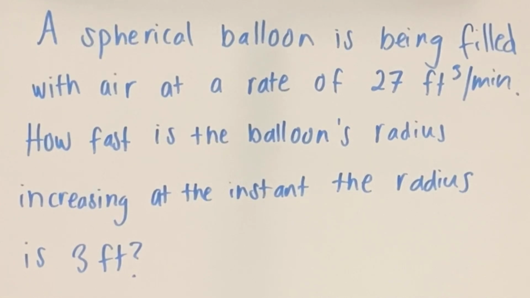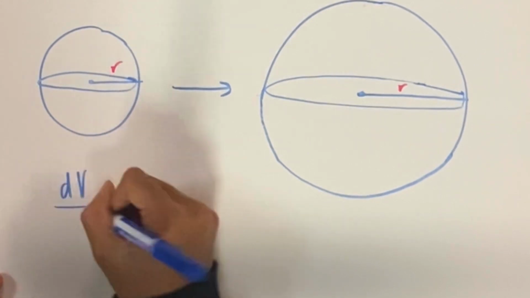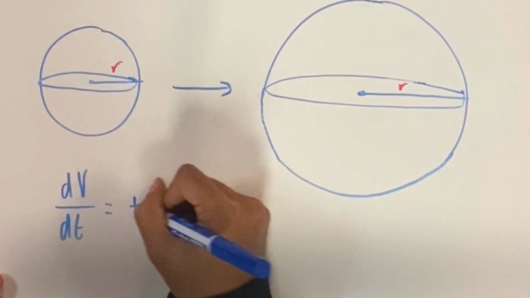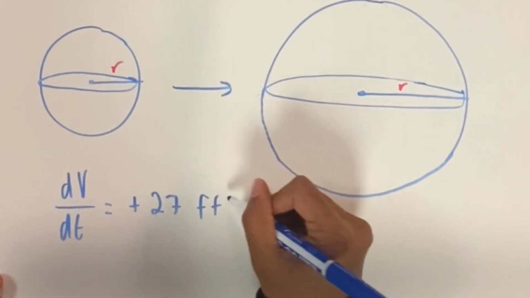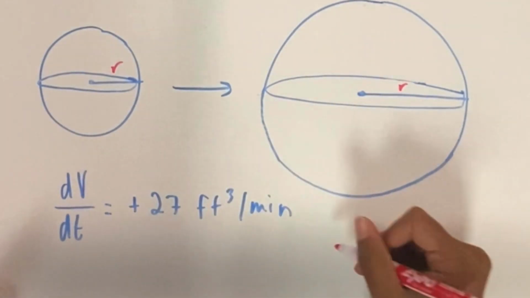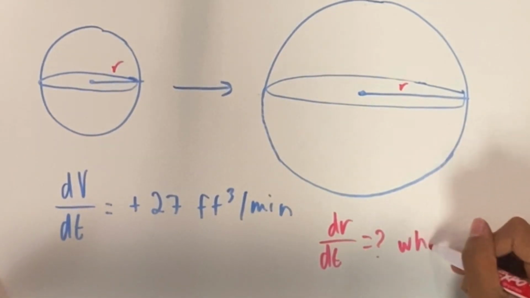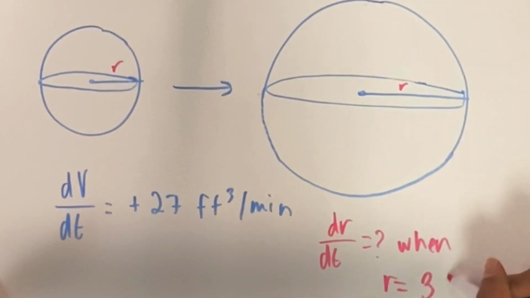A spherical balloon is being filled with air at a rate of 27 feet cubed per minute. How fast is the balloon's radius increasing at the instant the radius is 3 feet? First, we must diagram the problem. When doing this, we must make sure to only assign fixed values to the diagram. In this diagram, we can see how the volume is increasing at a rate of 27 feet cubed per minute. We are trying to find the rate at which the radius is increasing when the radius equals 3 feet.